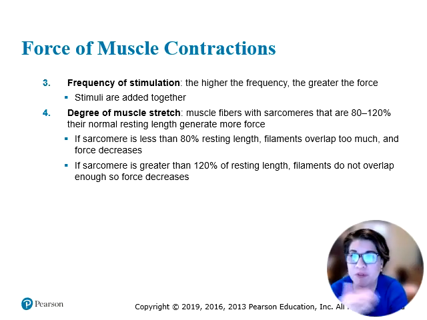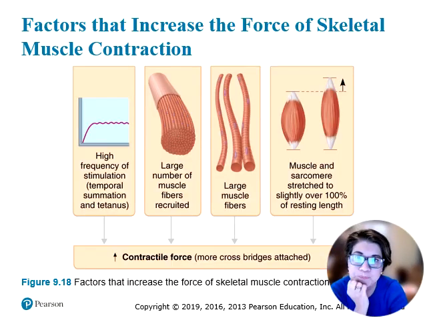Also, how frequent the stimulation is. So if you have a whole bunch of stimulations together, they're going to be added up together. And how much the sarcomeres are being shortened. So are they being shortened a little bit or by a lot? So frequency of stimulation, which we looked at before, the number, how big they are, and how much shortening is happening. Those are the things that are going to influence your muscle contraction.